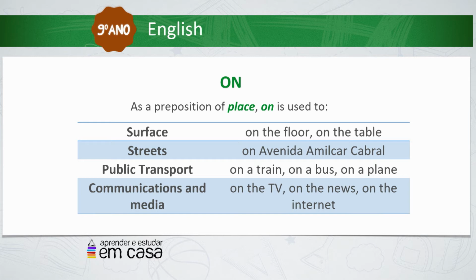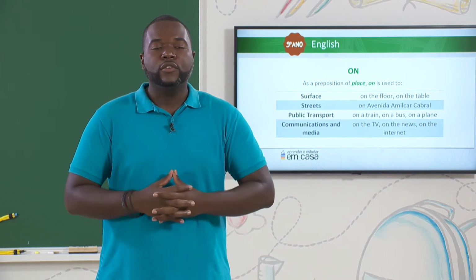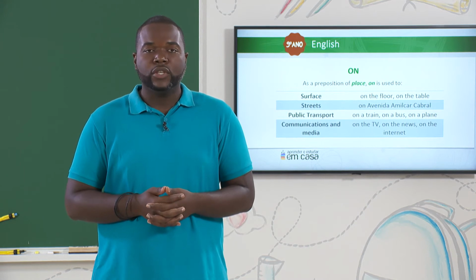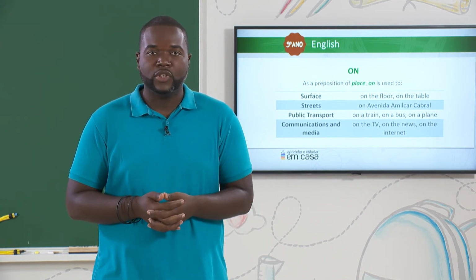We also use on as a preposition of place when we talk about communications and media. For example, on the TV, on the news, or on the internet. Well, students, that's how we use on as a preposition of place.